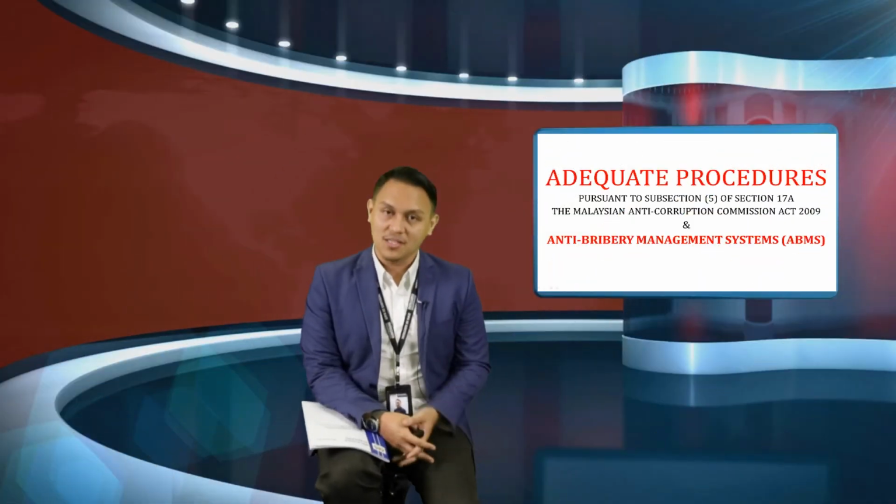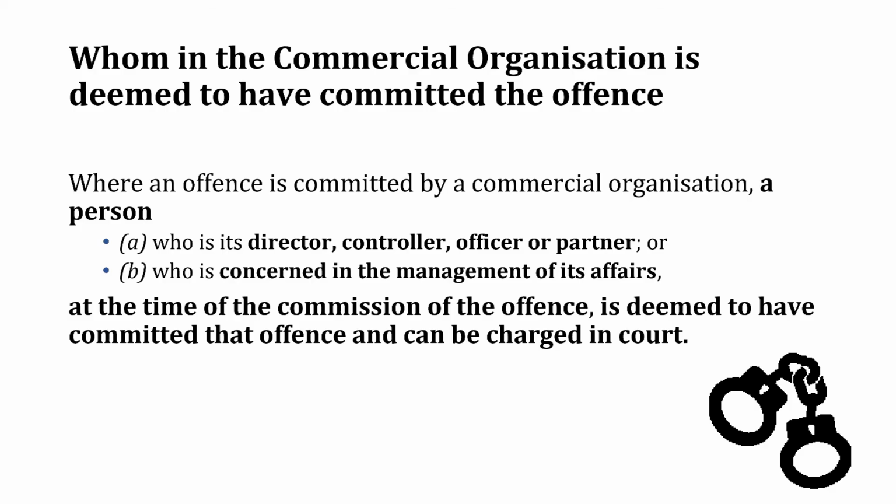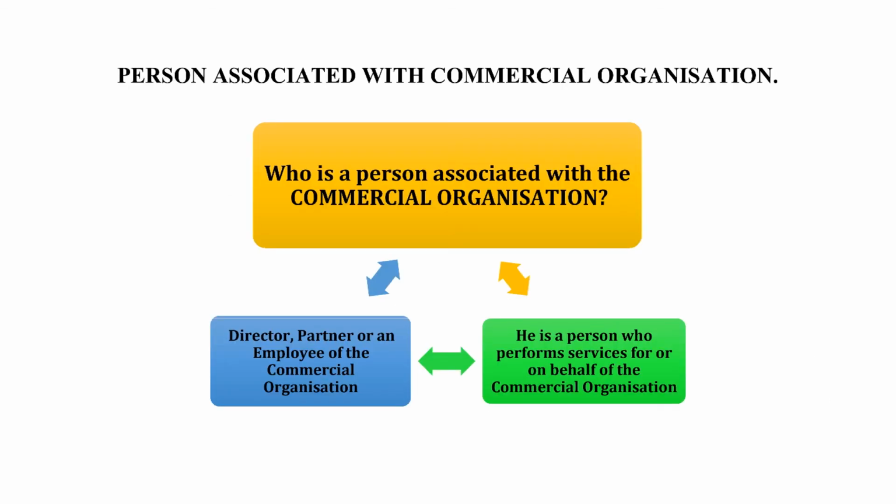Ladies and gentlemen, in the Malaysian context, we have been introduced to Section 17A, in addition to the 4 existing sections that we have in the MACC Act 2009. This Section 17A, also known as the Corporate Liability Provision, states that where an offence is committed by a commercial organization, the commercial organization's directors, controllers, officers, partners, business associates, or any members in the management of the organization will be deemed to have committed the offence unless he or she or the organization can prove that the offence was committed without the person's consent.